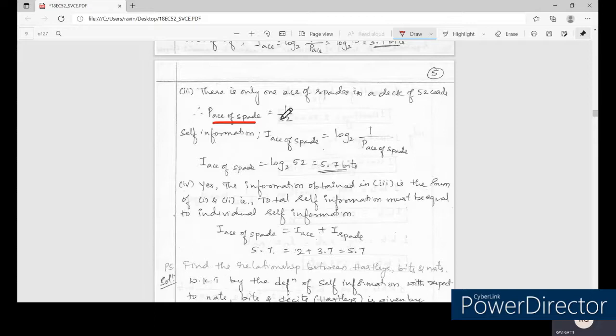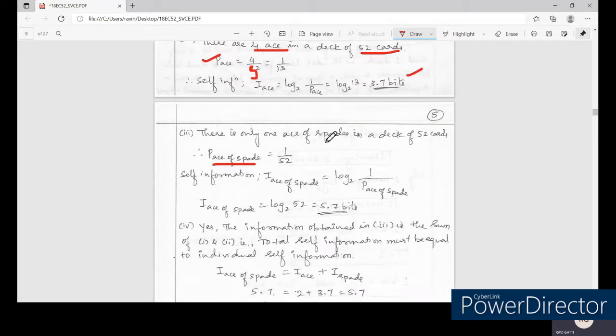Okay, so what does this mean? You have said the ace of spade; aces we have 4, but among these, the ace of spade is only 1. So how many total cards are there? 52 cards. Therefore 1 by 52. The self information is nothing but log of 1 by the probability value. If I do that, we'll be getting 5.7 bits.